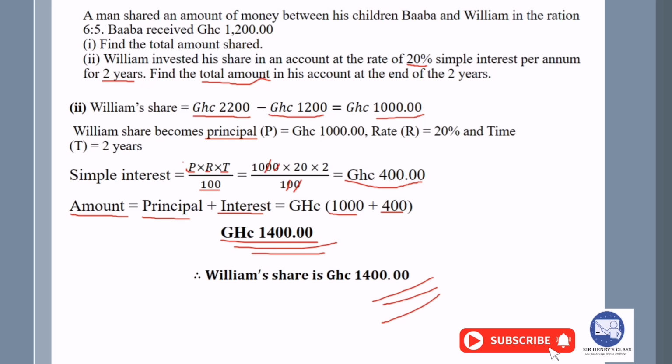So he earned an interest of 400 Ghana cedis. The question said we should find the amount at the end of the 2 years. Amount is given by principal plus interest. The principal happens to be 1,000 Ghana cedis and the interest 400. So the amount William gets in his account at the end of the 2 years will be 1,400 Ghana cedis. This is the solution to this question on ratio and proportion.